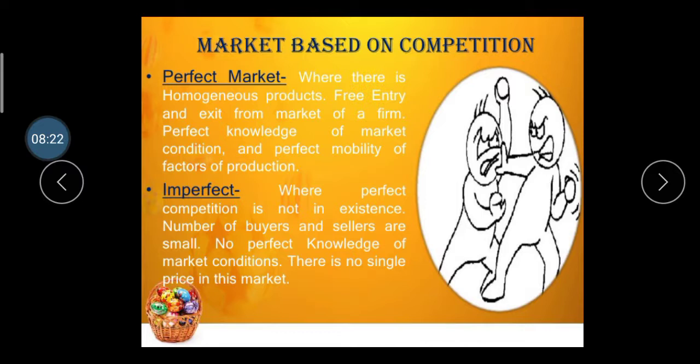In the perfect market, the buyer and seller know each other, and they have perfect knowledge regarding the firm, the price and the quality. There is free entry and exit of any firm in this perfect competition market. Then the imperfect market, where perfect competition does not exist, the numbers of buyers and sellers are small. There is no perfect knowledge of market conditions and no single price in this market, so different price levels are seen in this imperfect competition market.